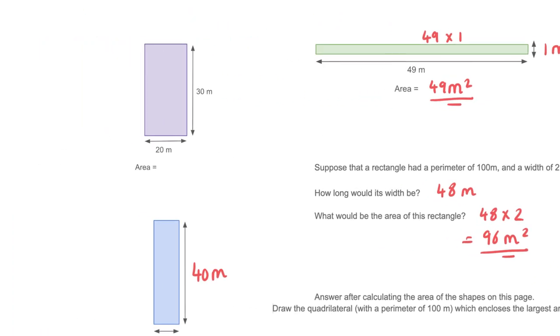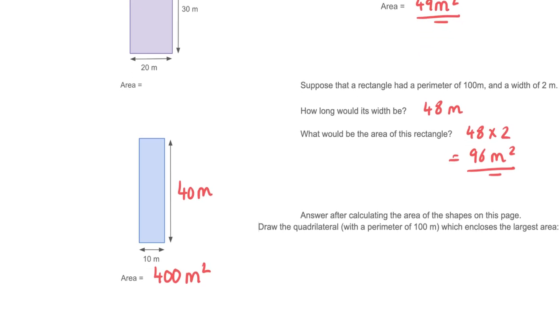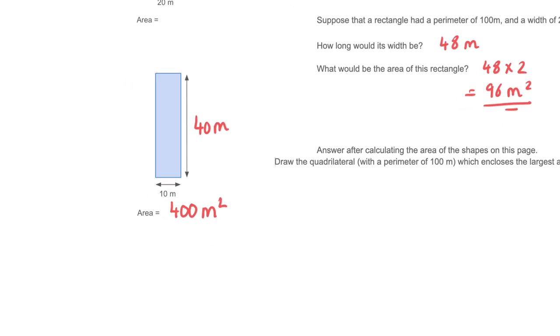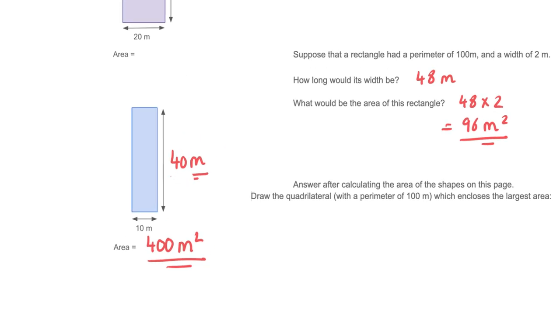Okay, now this rectangle here is the next thinnest one, i.e. its length is disproportionately large compared to its width, and it will have a length of 40 meters and an area of 400 meters squared. Sorry, I shouldn't have underlined that.